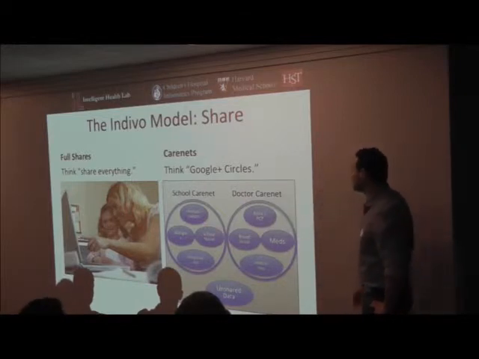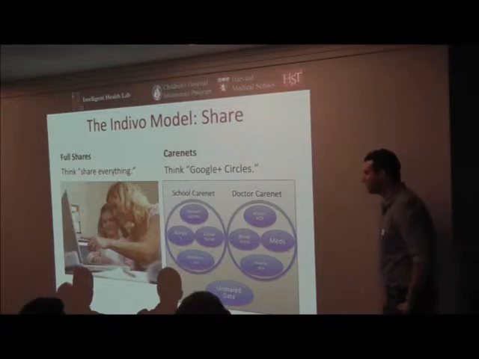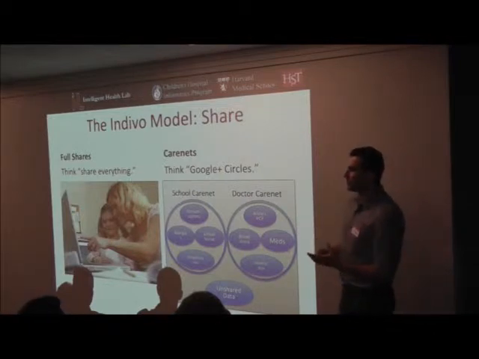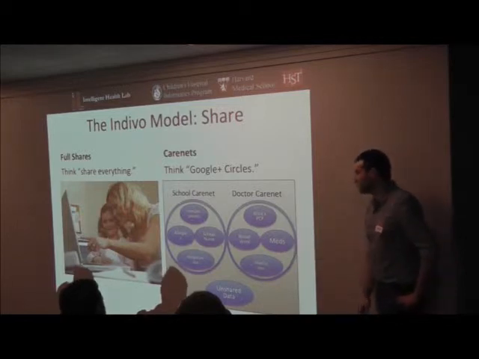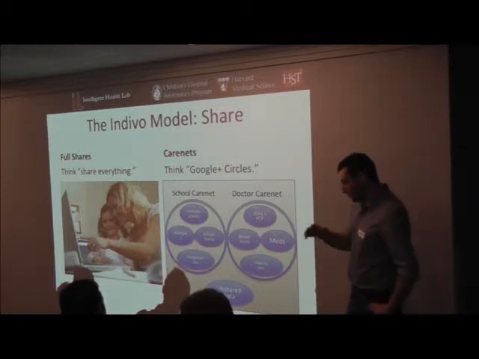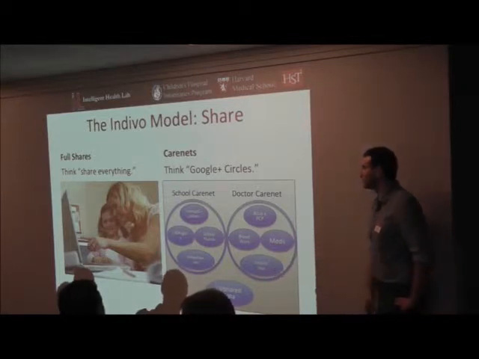The second one we're a little more proud of. We call them care nets, and they're analogous to Google Plus circles. On Google Plus, you create groups of people, and you can publish data into those groups, and only the people in those groups see them. With Indivo, you can do a similar thing, except when you create groups of people, you share with them applications that they can run, and data on which those applications can run.